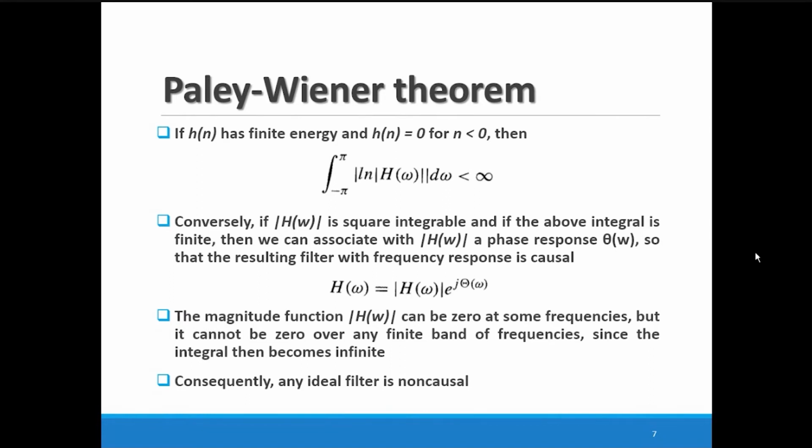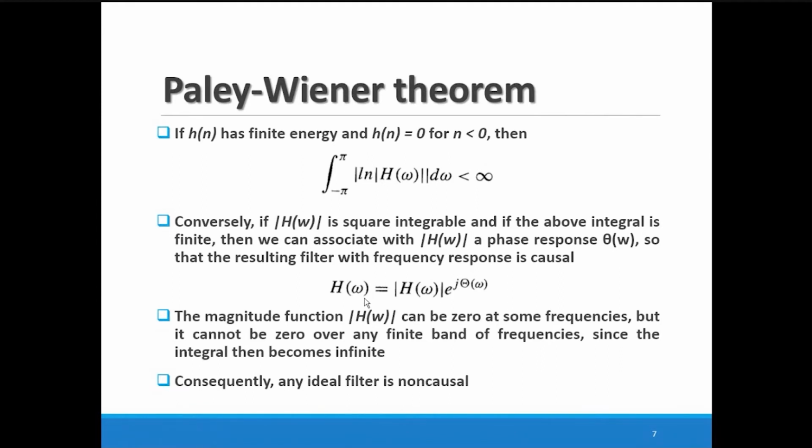So here we are giving this condition: h(n) has finite energy and h(n) is equal to 0 for n less than 0. So whatever integration we are doing must have a finite value. To make this filter causal, we are introducing the phase response theta(omega), so that the resulting filter with frequency response is causal. So H(omega) is a combination of mod of H(omega) into e raised to j theta(omega). By applying this, we are making the filter causal.